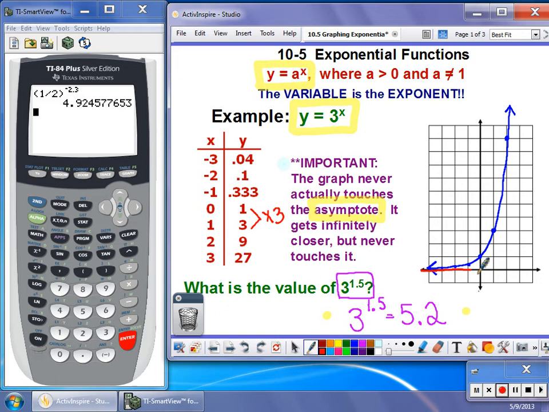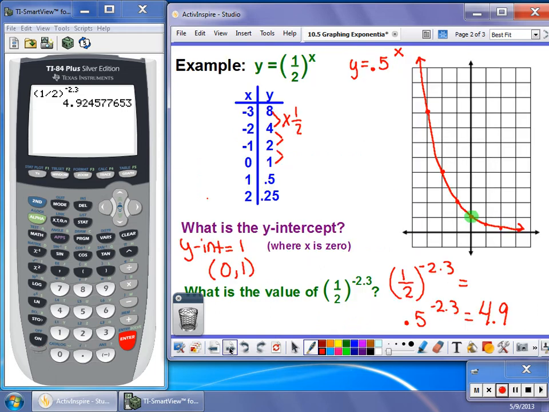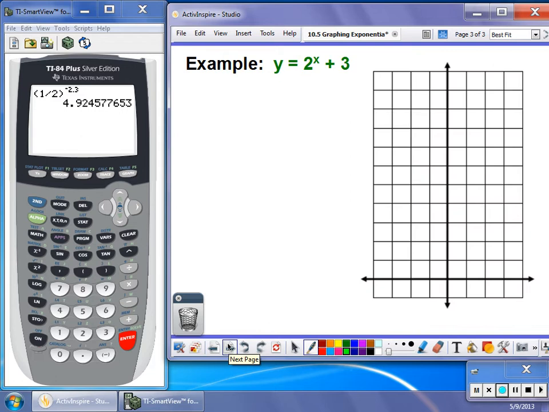Now, the other thing I want to show you is both of these curves had an asymptote of our x-axis. They got really, really close to where y was 0, but never actually got to be 0. That's not always the case. Sometimes your asymptote will be a different number. And here's an example. This right here is going to change what our asymptote is.